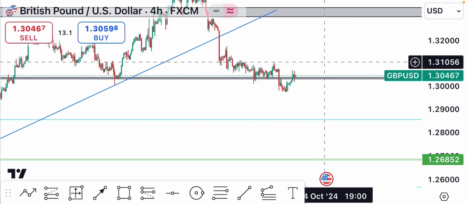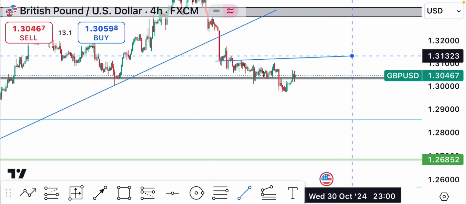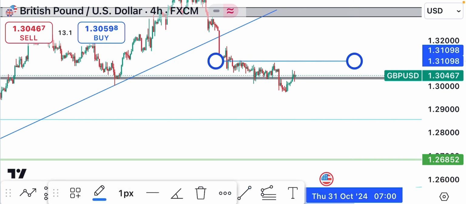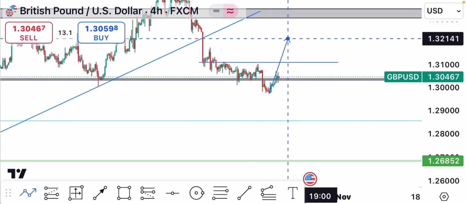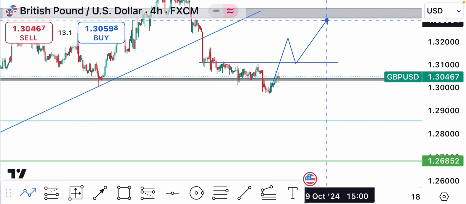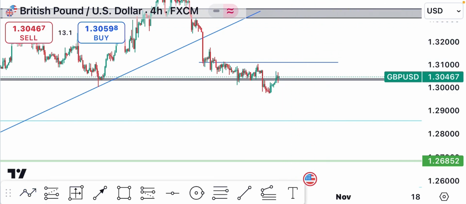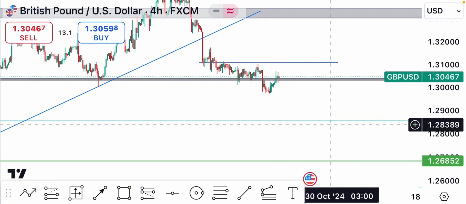If we break above here, let me draw this line very well. If we break above here and we retest, then we might be heading back down. We might be heading up here. But if that doesn't happen, then we come around here, we might just swing back down to the lower side. And because the DXY is bullish right now, I'm very certain that this chart is going bearish. So we're looking for bearish opportunities in GBPUSD, EURUSD, and AUDUSD.